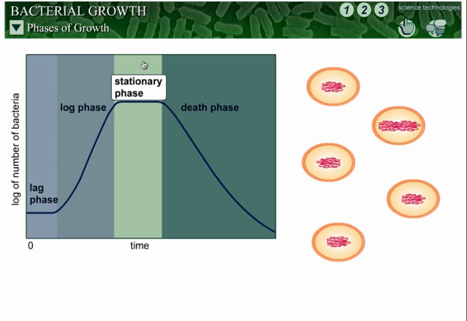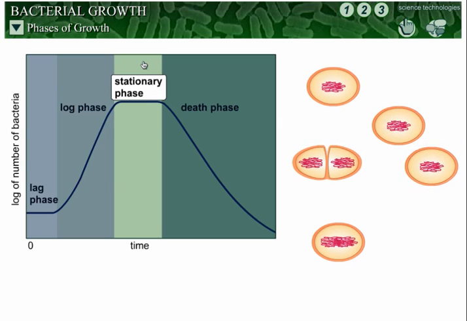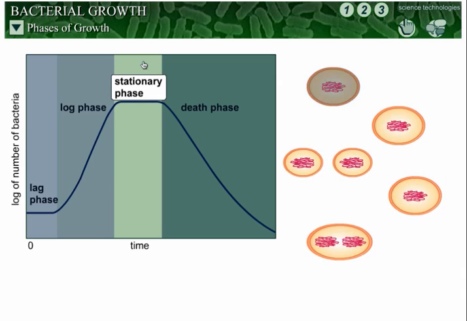After the bacteria have grown for a while, and they are starting to deplete the nutrients in the growth medium, some of the cells begin to die. The stationary phase is reached when the number of new cells equals the number of cells that are dying.